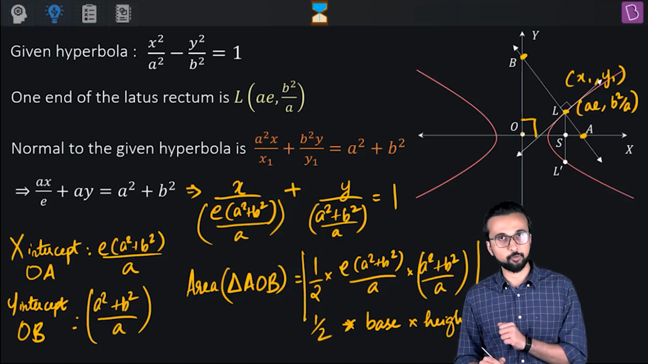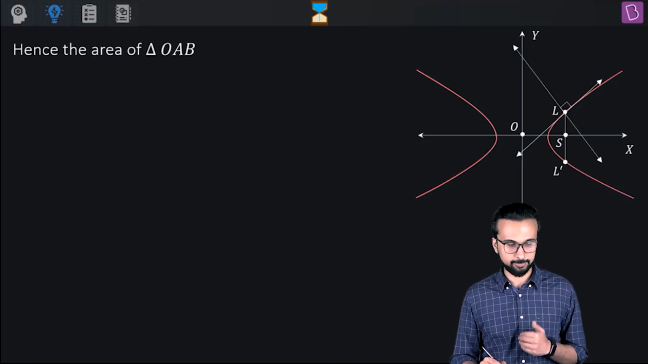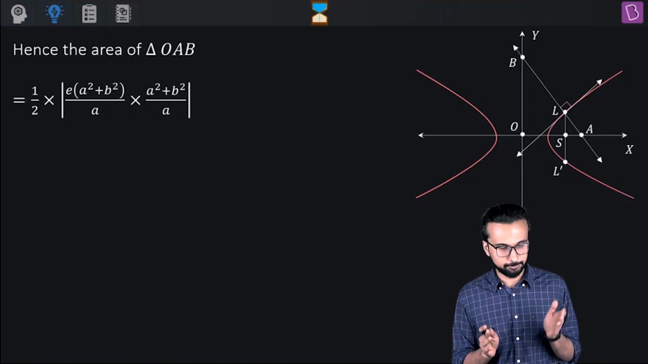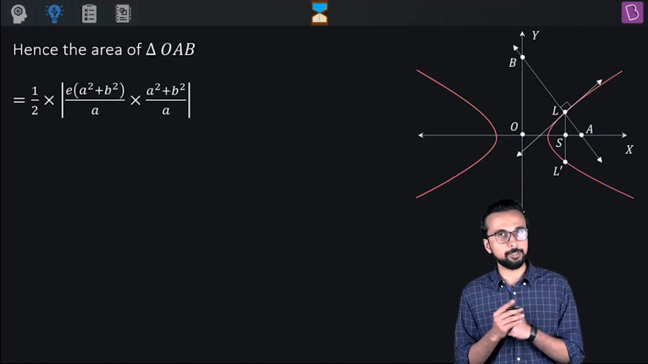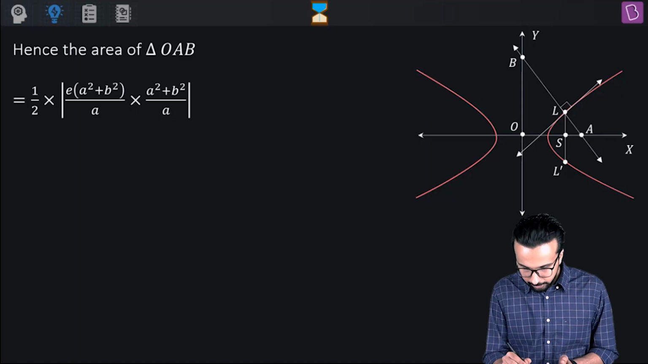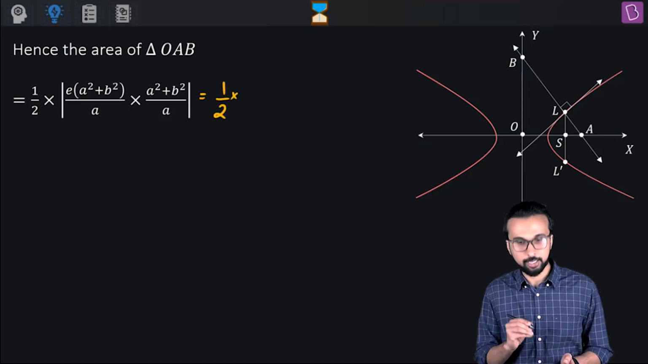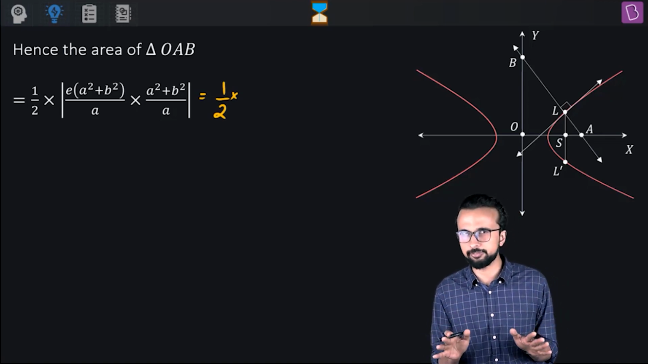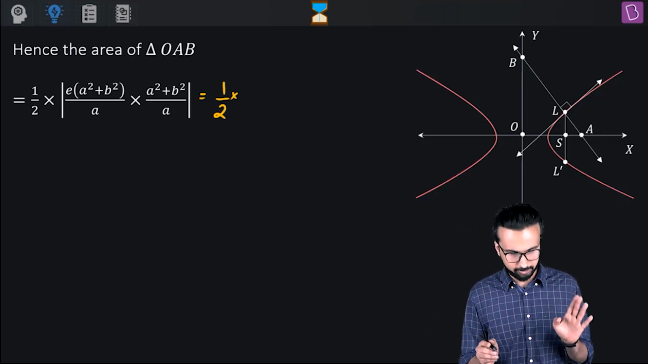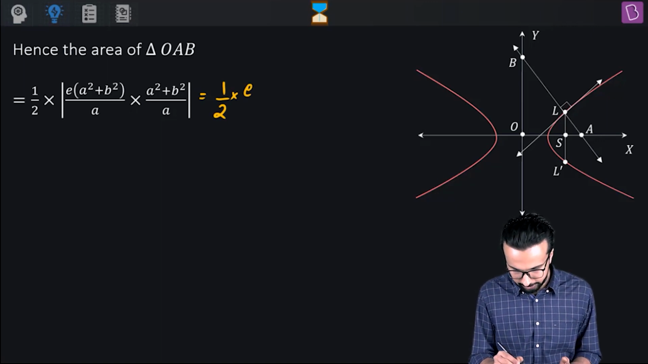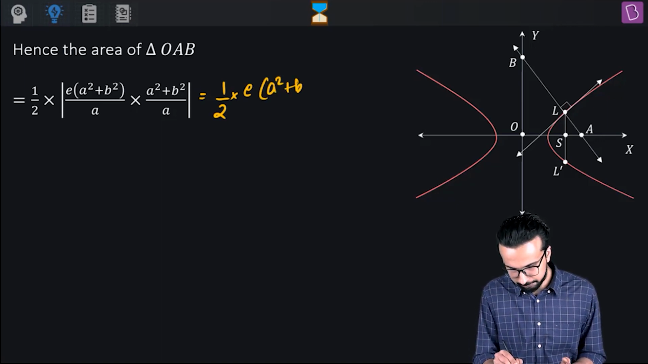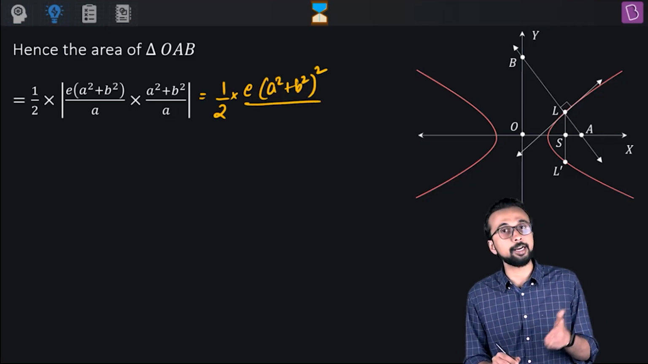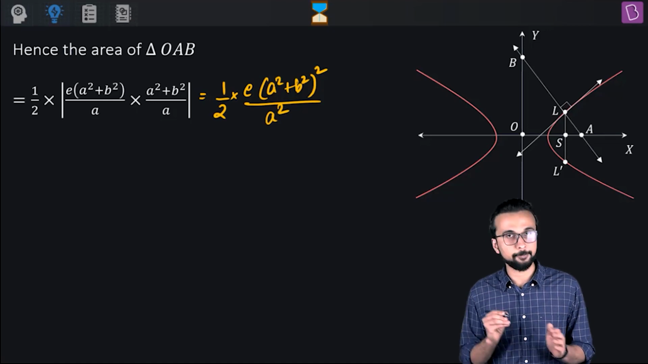Now let's take this forward and simplify this. Now area of triangle OAB would be this: e into a square plus b square divided by a into a square plus b square divided by a. Now I'll write this as half into, I can simply remove the mod because a and b are already positive. So I'll remove the mod first. And then this becomes e into a square plus b square, the whole square. There are two a square plus b squares here. And in the denominator, there are two a's, which becomes a square.